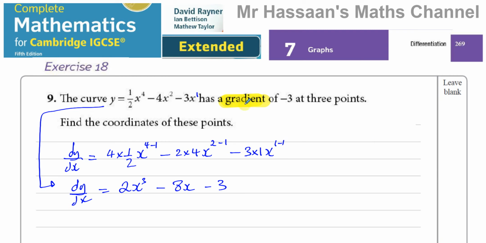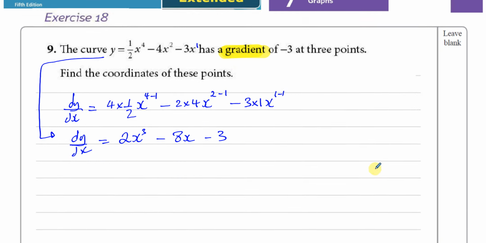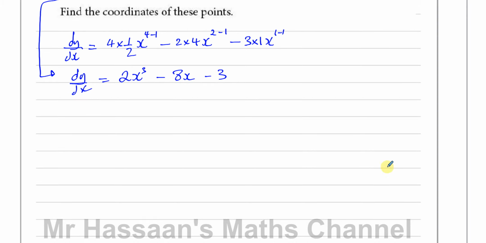This question says, find the points at which the gradient of this curve is equal to negative 3. So basically what we have to do is we have to find when dy dx is equal to negative 3. So we have to equate dy dx to negative 3. That's what we have to do. So we have to solve the equation 2x cubed minus 8x minus 3 is equal to negative 3. We have to equate the gradient function to negative 3 and solve that equation.